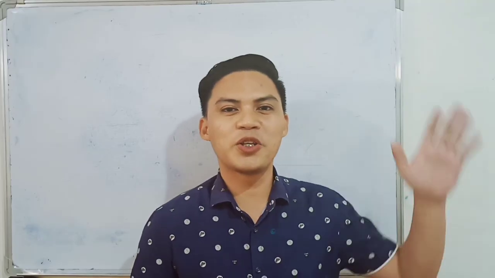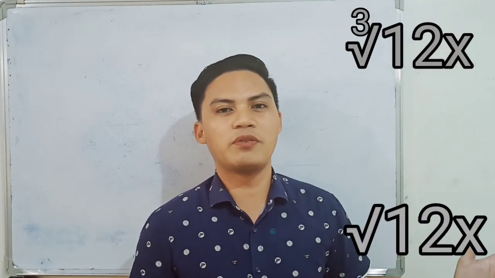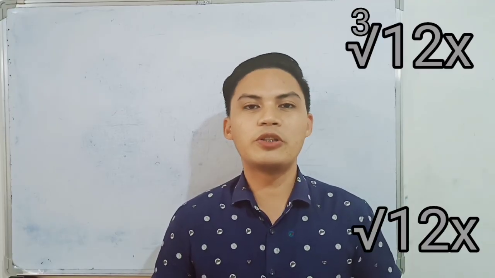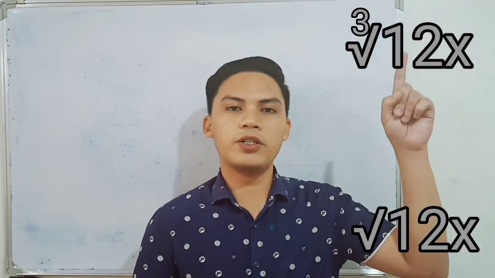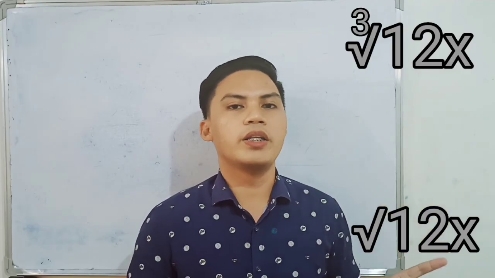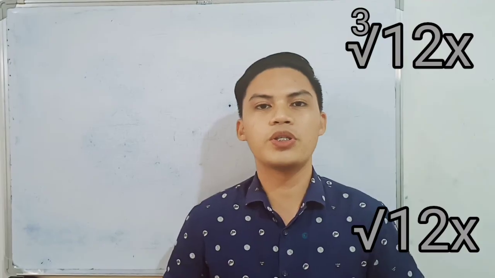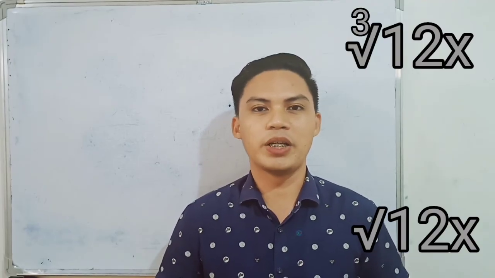And lastly, how about cube root of 12x and square root of 12x? They have the same radicand. However, they don't have the same indices. First one, the index is 3, while the other one has an index of 2. Therefore, we are going to consider them as unlike radicals.